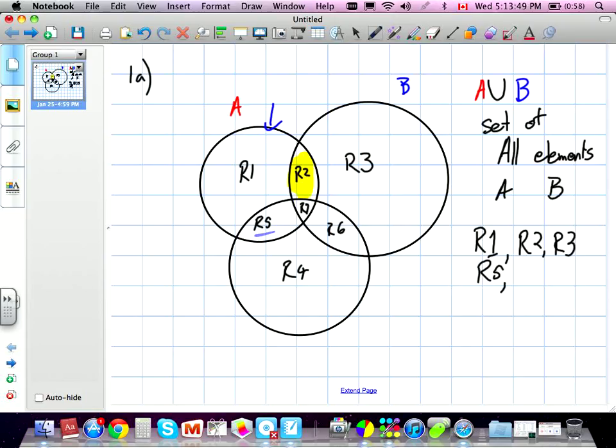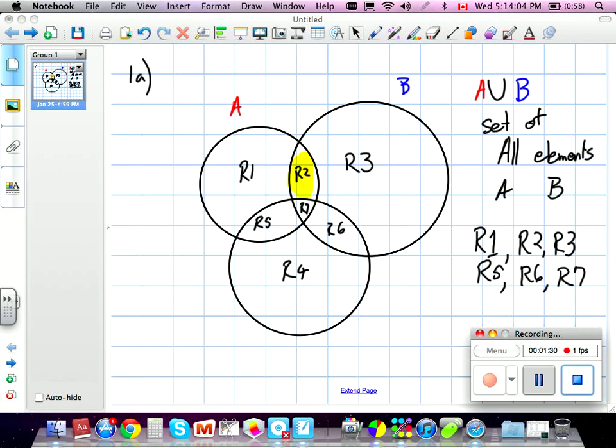Same idea with R6, just the reverse. Even though A doesn't intersect with B there, B is actually in that. And then obviously R7 falls under that too because it's where all things intersect. Okay, so that's the union of A and B.